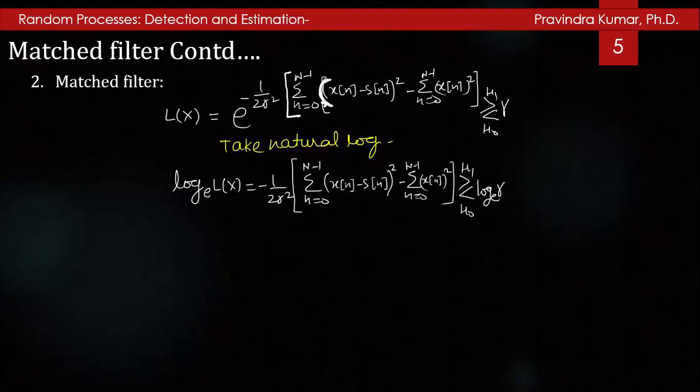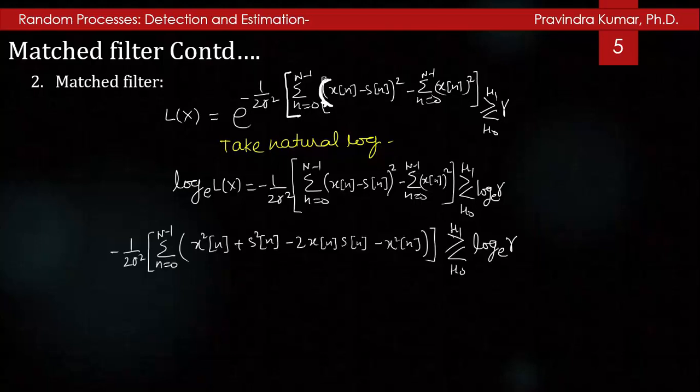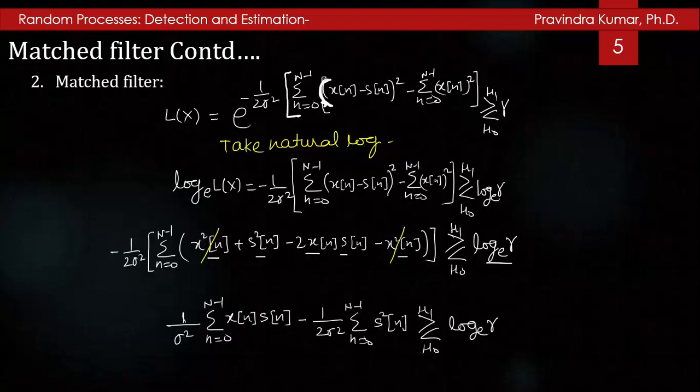You can also write it as 1 by 2 sigma square summation n from 0 to N minus 1 of x square[n] plus s square[n] minus 2 x[n] s[n] minus x square[n], greater than or less than log e gamma. So after cancellation of x square[n], you will have 1 by sigma square summation n from 0 to N minus 1 of x[n] s[n] minus 1 by 2 sigma square summation n from 0 to N minus 1 of s square[n], greater than or less than log e gamma.